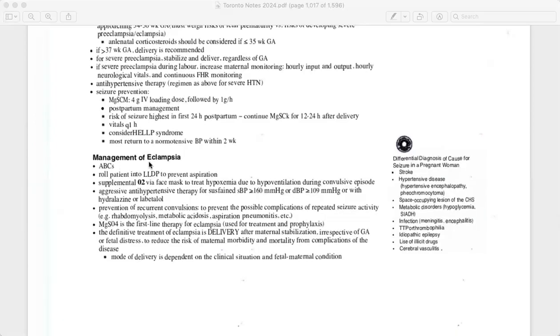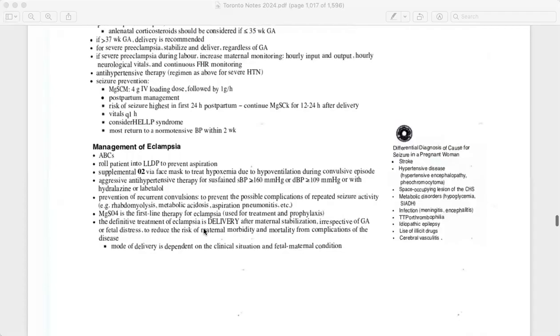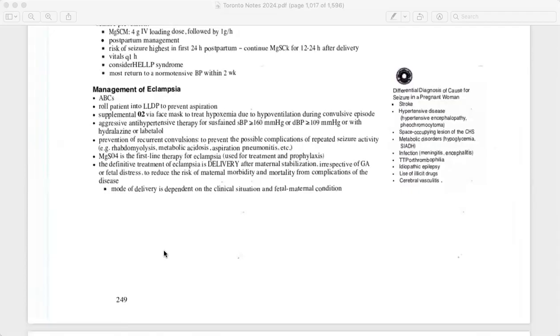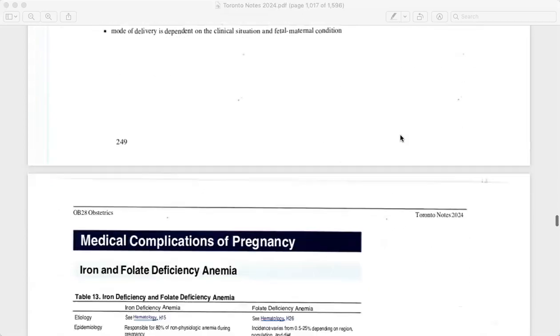But in eclampsia, who had already developed eclampsia, start with airway, breathing, circulation, because this is an emergency. Roll the patient into the left lateral position to prevent aspiration, supplement oxygen, aggressive antihypertensive therapy, prevention of recurrent convulsions, MgSO4 is the first line, so you can go with that. Definitive treatment of eclampsia is delivery, and mode of delivery is dependent on the clinical situation and the fetal and maternal conditions. So differential diagnosis of the cause of the seizure in the pregnant woman.